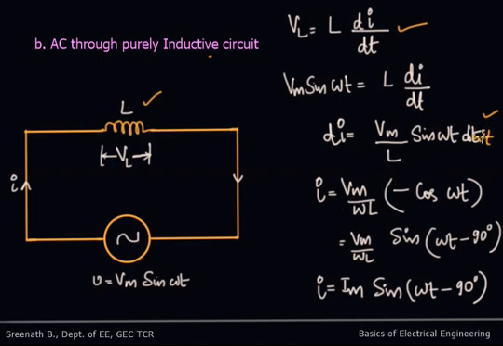Sorry, this is dt only, and I is equal to Vm by omega L, Vm by omega L into minus cos omega t.